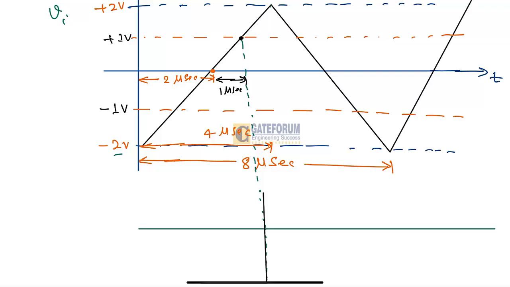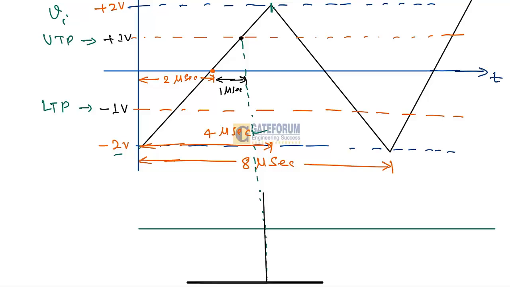It means to complete half of this, what I am trying to say is that reaching from minus 2 volt to plus 2 volt and again coming back to minus 2 volt completes one cycle. So how much time will it take to go from minus 2 volt to plus 2 volt? It will take 4 microseconds. That is half of the complete duration, because at this point it completes half. This is plus 1 volt, the UTP, and minus 1 volt is the LTP that I had shown here.